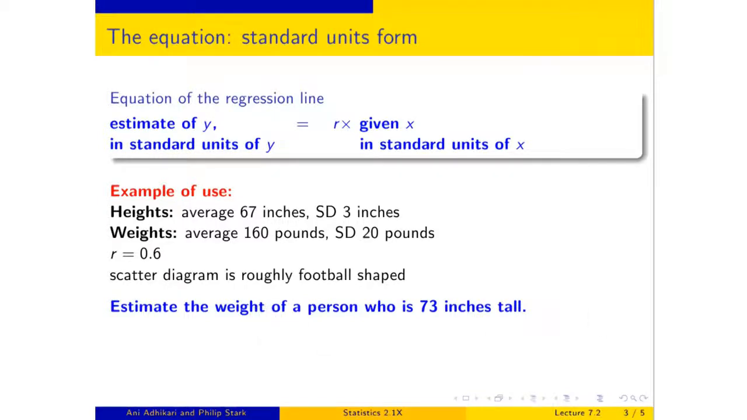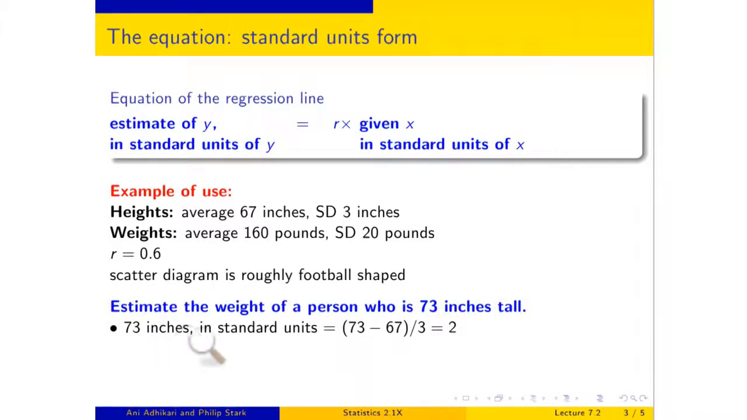Well, that's exactly what we have been trying to do. I'll give you x, you tell me y. You won't be able to tell me y exactly, but you'll be able to give me an estimate. So what does the equation say to do? We read it from right to left again. Start with your given x in standard units. So x, what are you given here? You're given the height, so x is 73 inches.